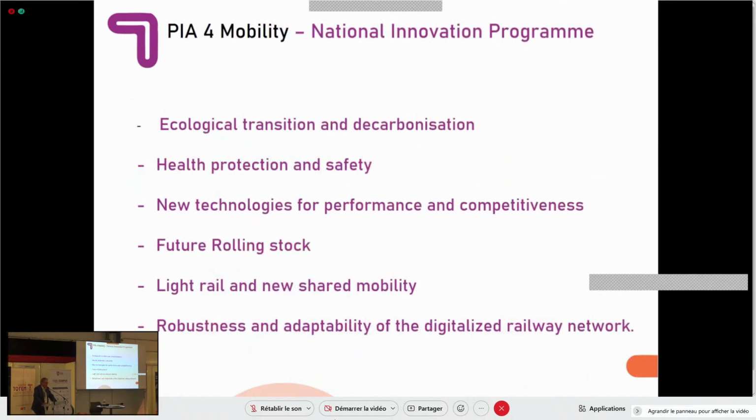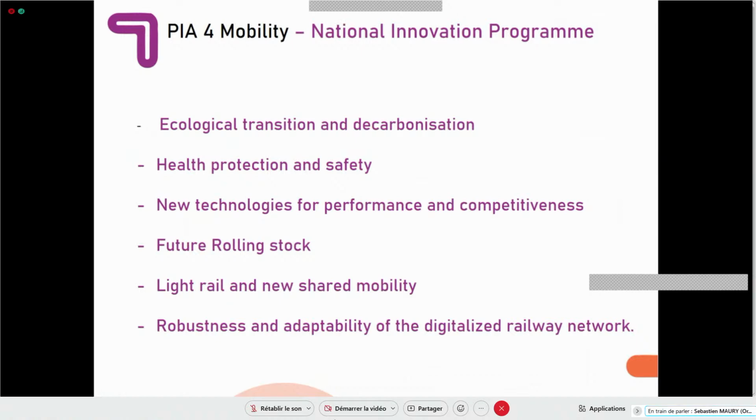The goal today is to discuss with you about innovation, about standardization and regulation. In France, the recovery plan, and especially the PIA number 4, selects several main points: ecologic transition and decarbonization, health protection and safety, new technology for performance and competitiveness, future rolling stock, light rail and new shared mobility, and robustness and adaptability, for example, with a digital solution.